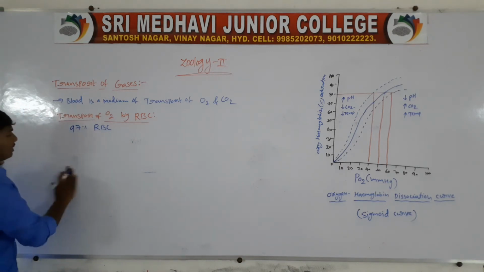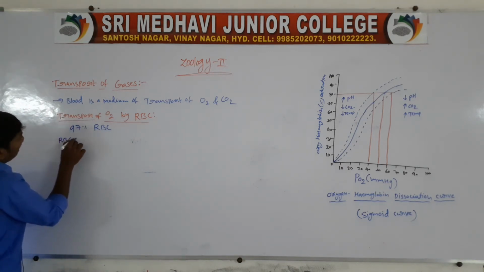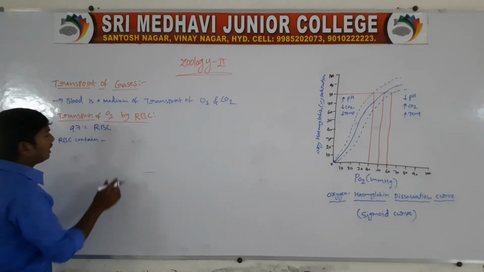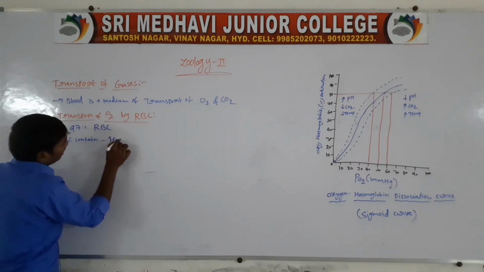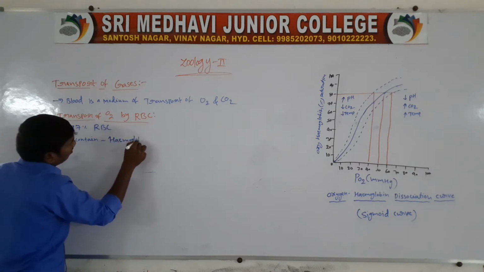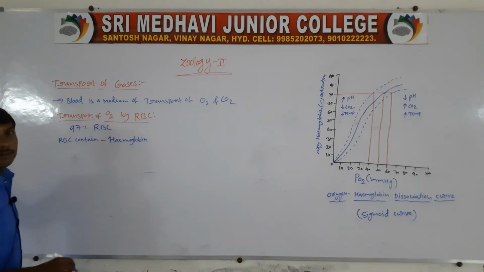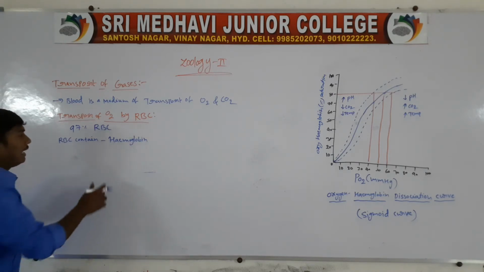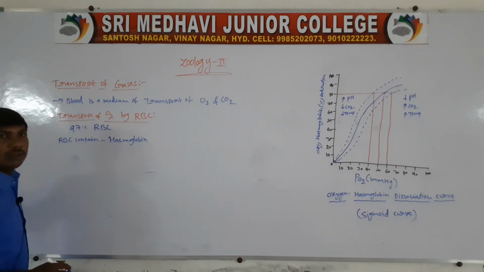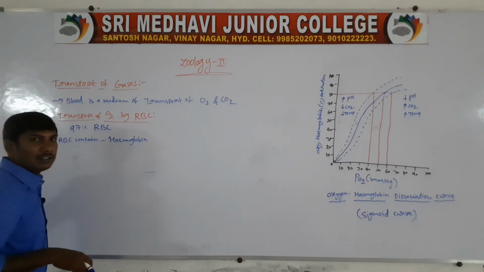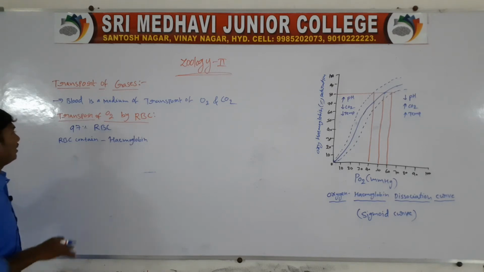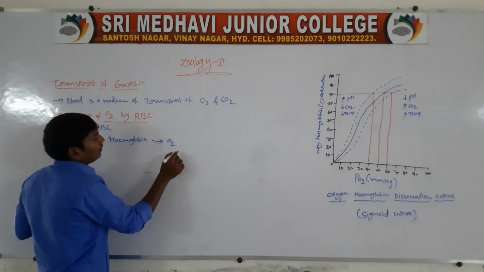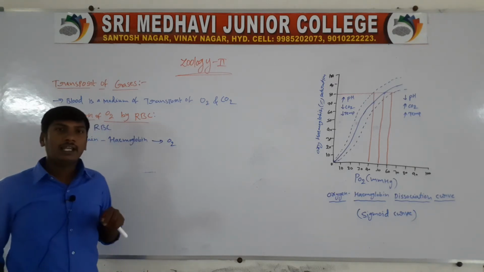Red blood cells contain a red color pigment, the hemoglobin. The hemoglobin contains iron. That hemoglobin contains heme molecules, 4 heme molecules and 4 polypeptide chains. So the RBC contains hemoglobin, and that hemoglobin transports the oxygen.